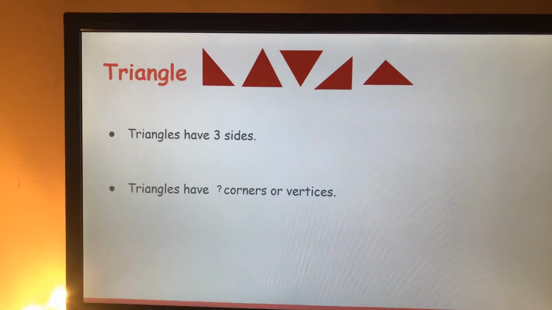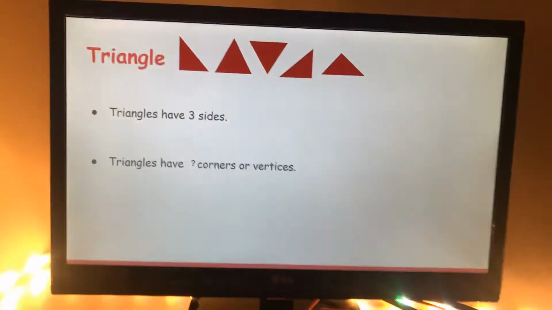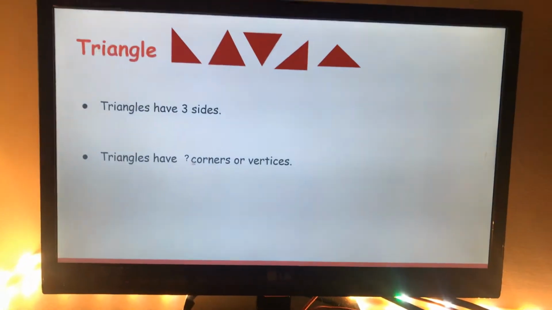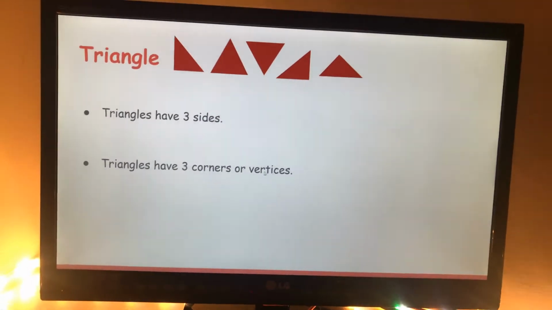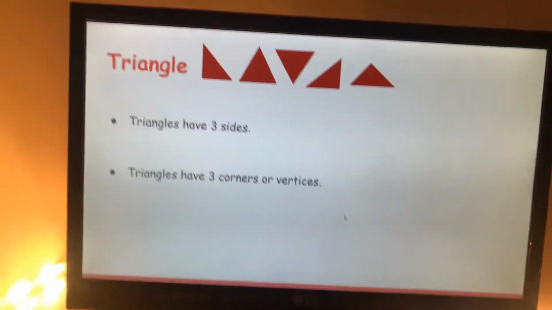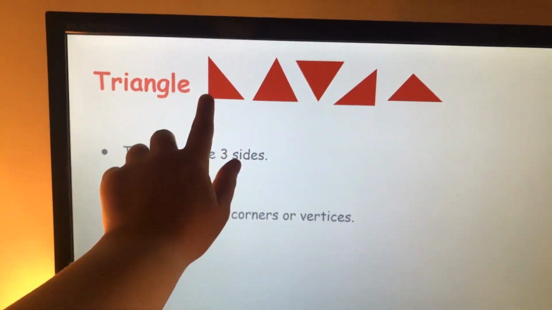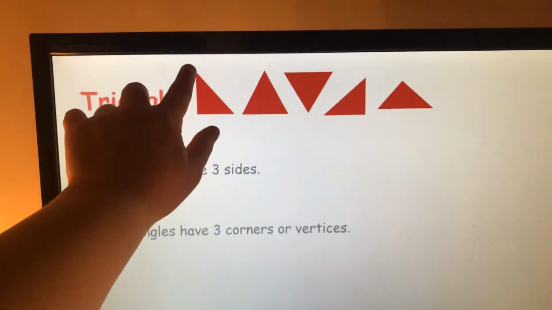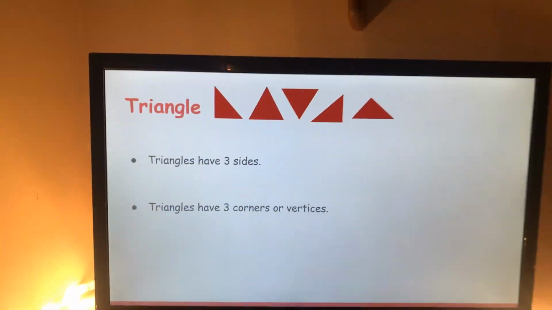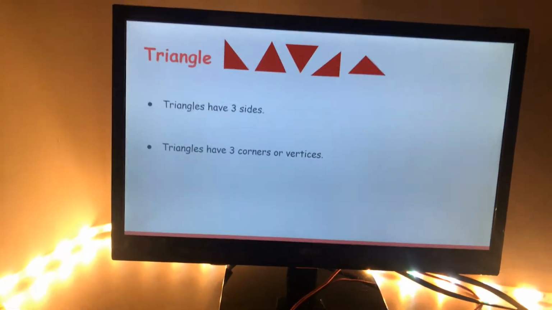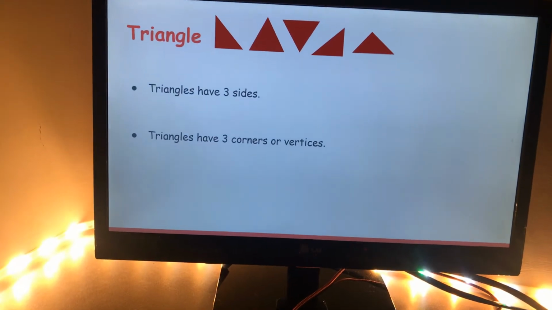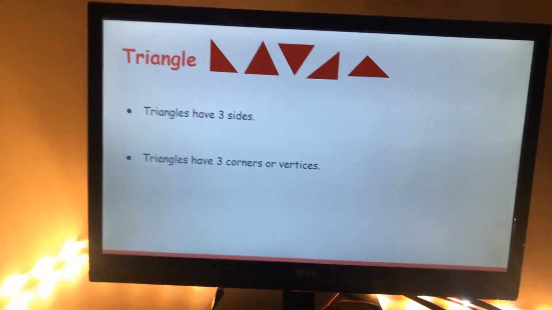And then how many vertices or corners do they have? Corners or vertices mean the same thing. Some of you were a little bit confused of this yesterday, so I'll tell you. This is a vertice. This is a vertice. This is a vertice. The pointy part is a vertice. And we can see it has 3 corners or vertices.